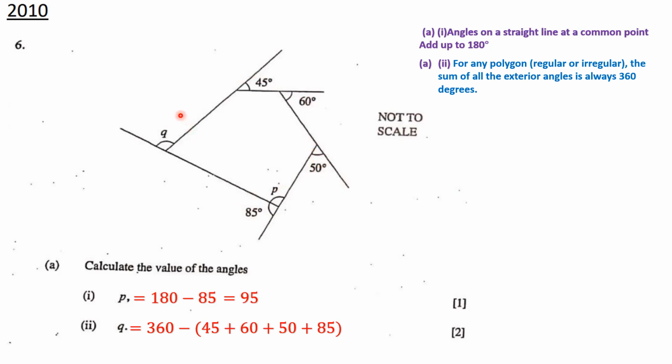All right, so what does that mean? Well, that means we have to do some addition first. So we have to add 45 plus 60 plus 50 plus 85, add all of them together, and then subtract the result from 360 degrees, which is going to be 360 minus 240, which is going to be equal to 120. Okay, let's move on to the next question.